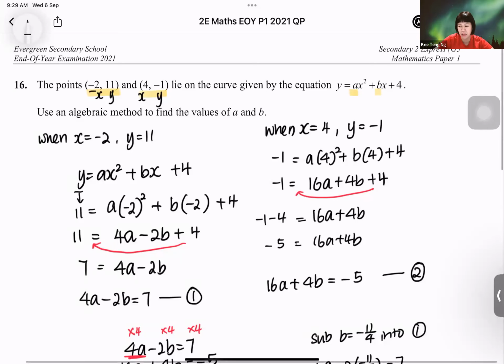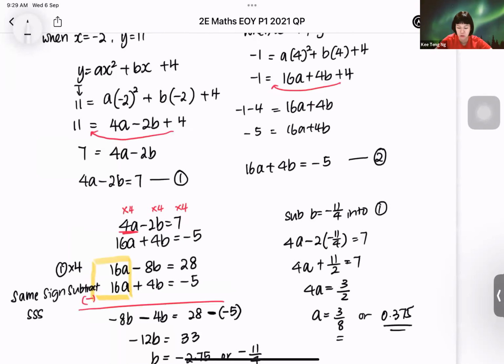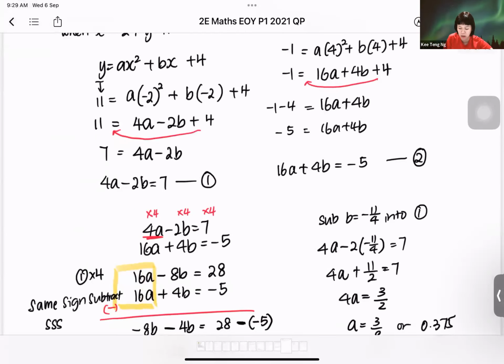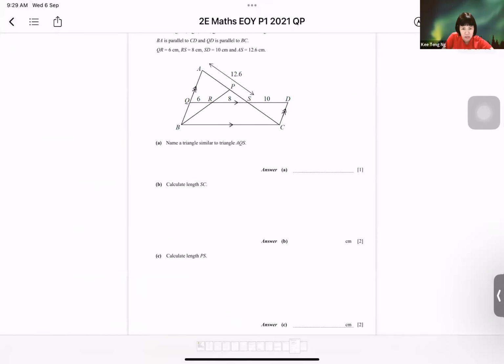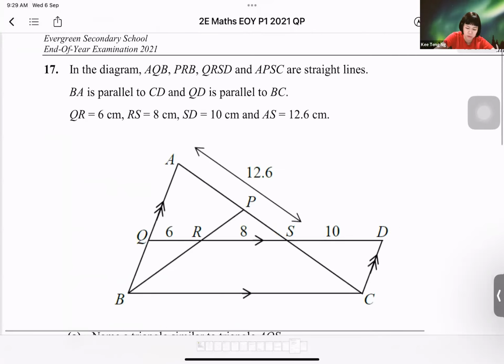Okay, that means it looks like this question is not bad. Quite a good attempt rate. We'll finish our last two pages. Okay, yes, so happy today.